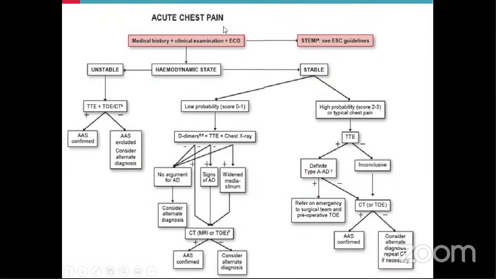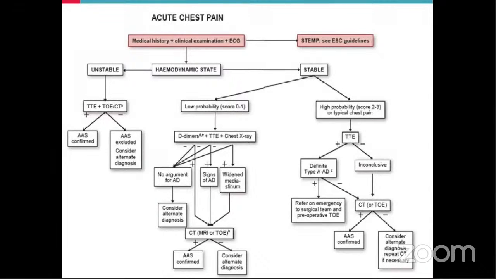You got a patient with acute chest pain. You are thinking about pulmonary embolism. You are thinking about aortic dissection, and you are thinking about STEMI. So you will take the history and you will perform the ECG. If it's a STEMI, you go to another version of the guidelines. If it's a pulmonary embolism, you go to another version of the guidelines. So the third diagnosis here would be the acute aortic syndrome.